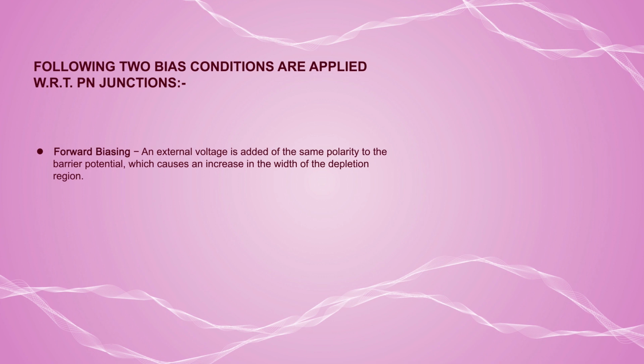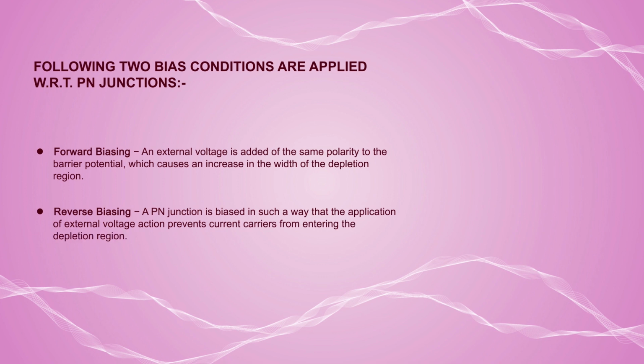Similarly, reverse biasing: when a p-n junction diode is biased in such a way that the application of external voltage prevents current carriers from entering the depletion region, it is called as reverse biasing. In simple words, we can say that the type of biasing which allows the current to flow from anode to cathode is called as forward biasing, and the type of biasing which blocks the current from flowing from anode to cathode is called as reverse biasing.